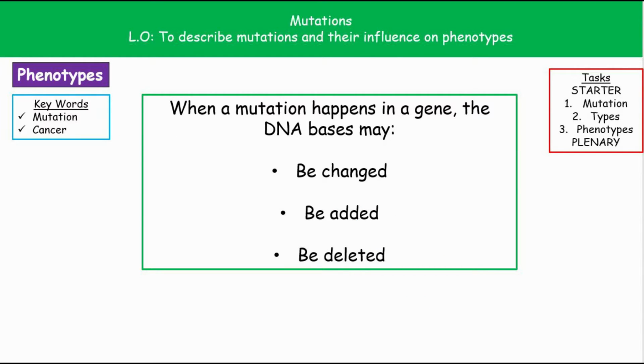When we're talking about a mutation, we know it is a change in the base sequence of the DNA. But there are three key ways that this can occur. The first one is that we can change an individual base. Second, we could add a base into the sequence. Or third, we could delete a base from the sequence. So jot those points down for me about what the mutations could actually be. Then we'll look at each one in a little bit more detail.